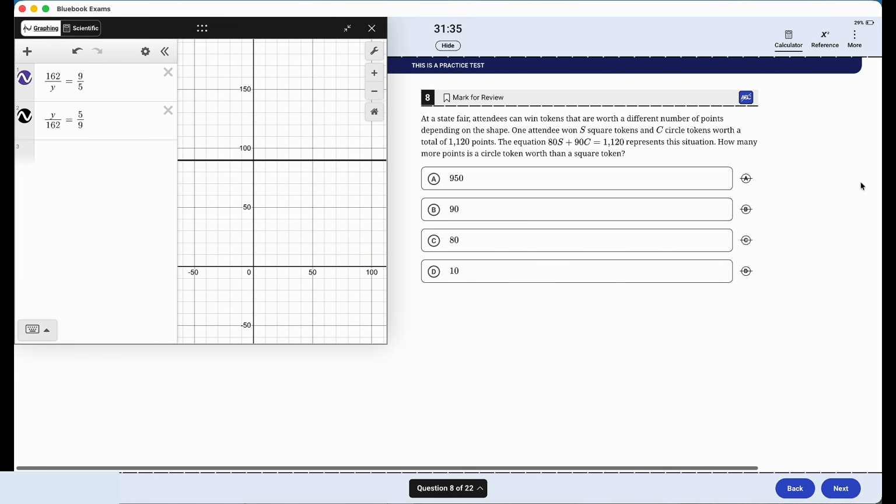One attendee won S square tokens, C circle tokens worth 1,120 points. The equation 80S plus 90C equals 1,120 represents this situation. How many more points is a circle token worth than a square token?